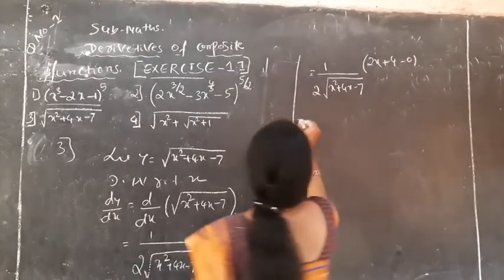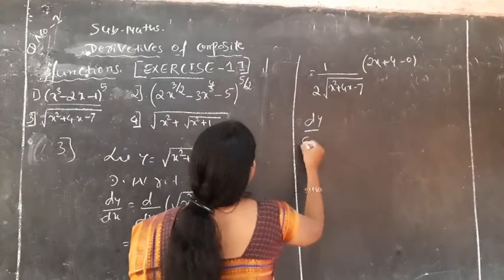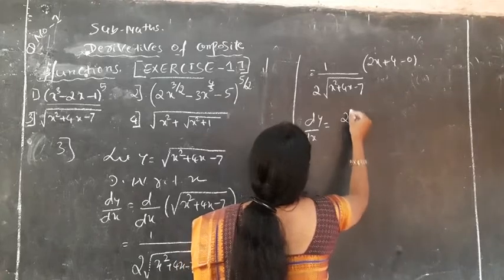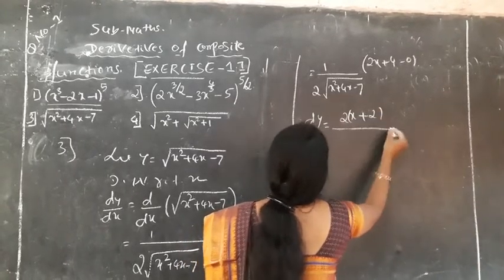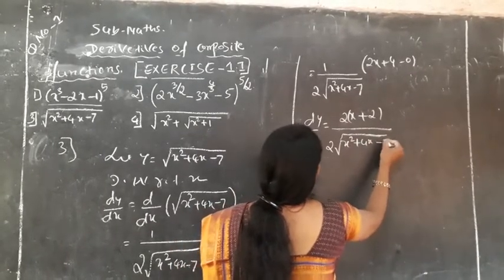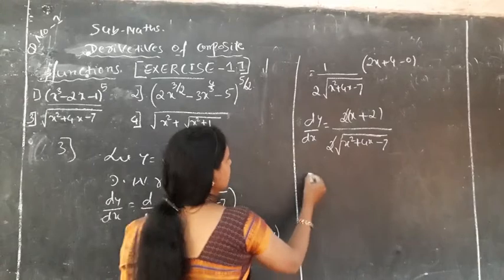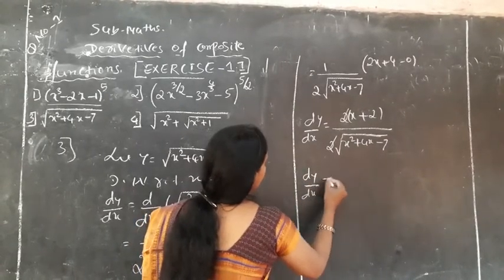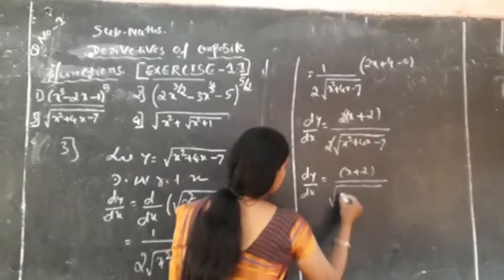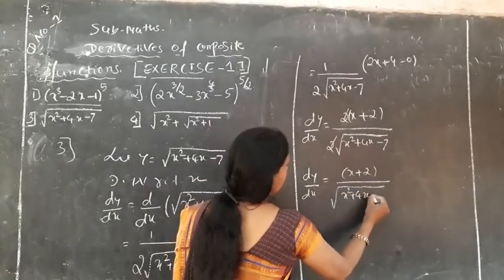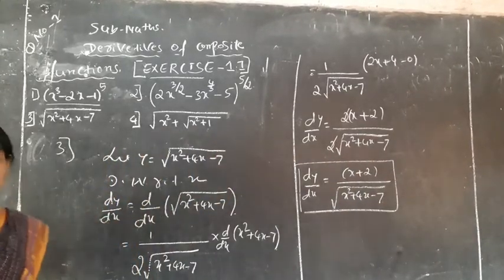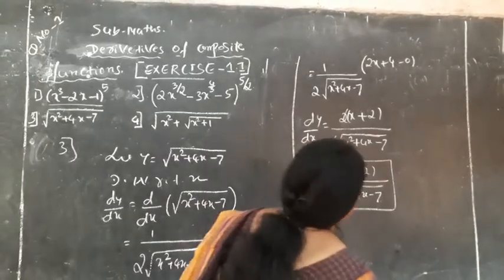Therefore, dy upon dx equal to, taking 2 as a common here, we can write 2 square root of x square plus 4x minus 7, 2 cancels, dy upon dx equal to x plus 2 divided by square root of x square plus 4x minus 7. This is the third example. Next, go to the fourth one.